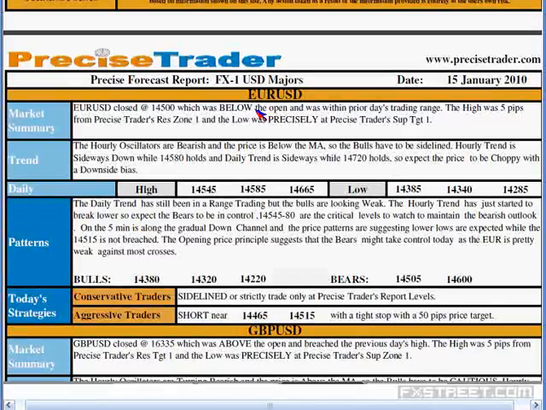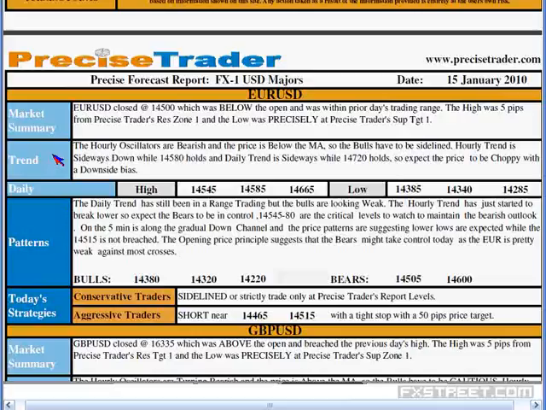In this example, we have the Euro USD, categorized into different sections. We have market summary, trend, daily patterns, and today's strategies. The market summary is basically what happened the day before. This Euro USD closed at 145 figure, which was below the open and within the prior day's trading range. The high was 5 pips from precise traders resistance zone, and the low was precisely from so on and so forth. The main sections to pay attention to are the trend, daily patterns, and today's strategies.